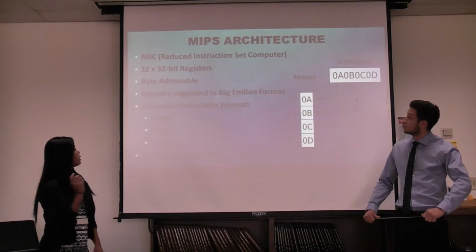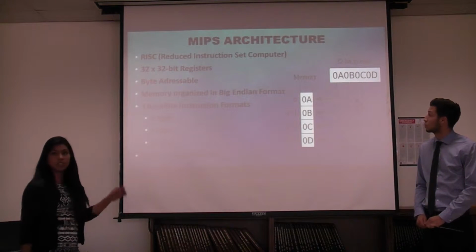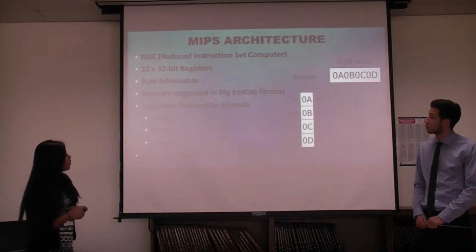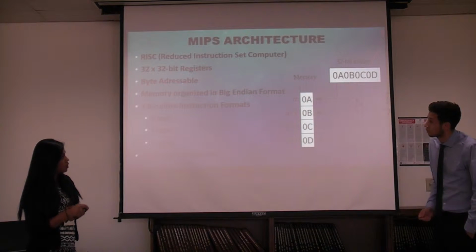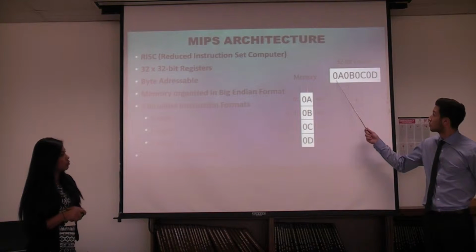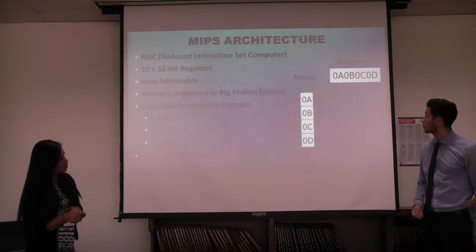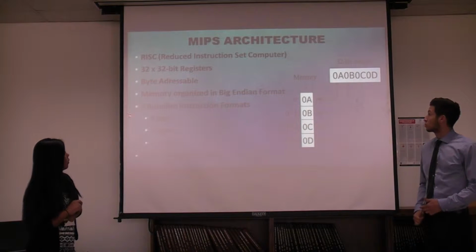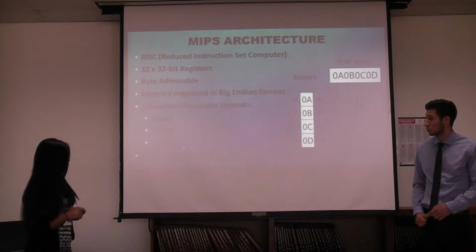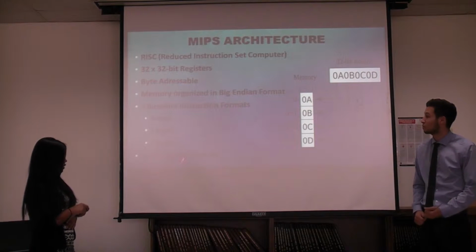So our MIPS architecture. MIPS is a reduced instruction set computer. It's 32 by 32 bits. It's byte addressable. The memory is organized in big endian format, which means that the most significant byte is stored in the lower address, as you can see here, and so forth, all the way until we're done. MIPS has three baseline instruction formats, which are the R type, the I type, and the J type. If we want to use our enhancement instructions, we have to use 1F as our opcode.